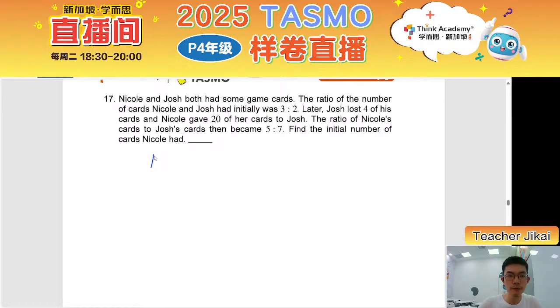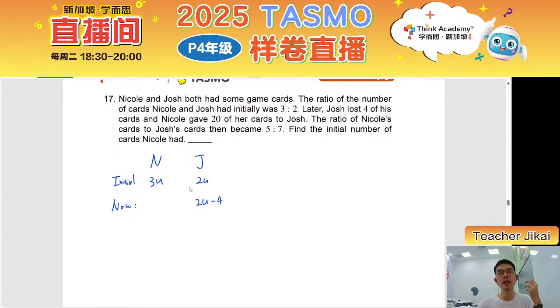So now we have Nico and we have Josh. So initially the ratio is 3 to 2. So yes, we can make it as 3 units and 2 units, right? So Nico 3 units, Josh 2 units. So the initial will be like this. So after it, yeah, we know Josh lost 4 of the cars. So 2u minus 4. He lost 4.